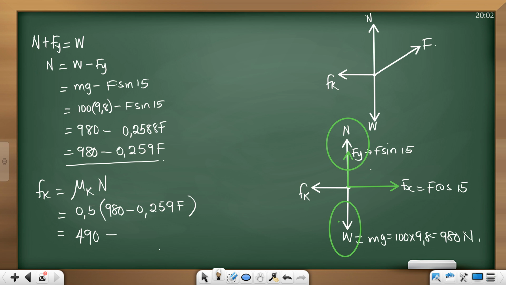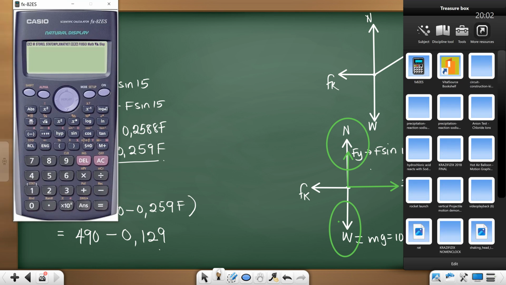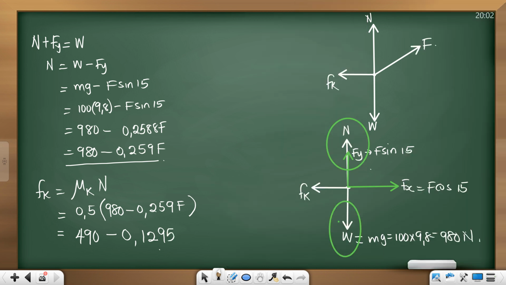minus, what is 0.259 F? Anybody giving me an answer there? That should be 0.129 or 130. Yes? Somebody's raising a hand. 0.259 times 0.5. Yeah, 0.1295 F. And this is Newtons.